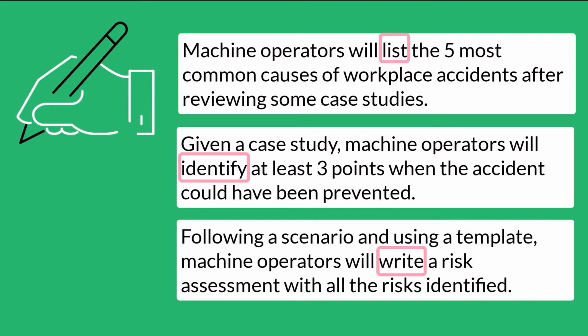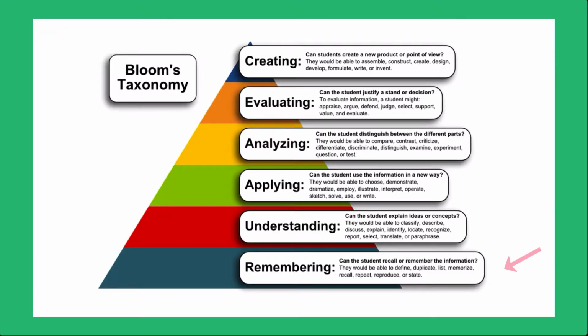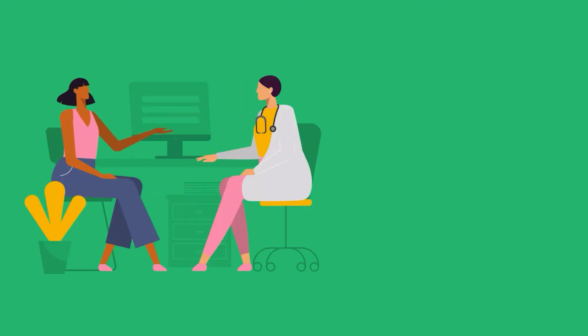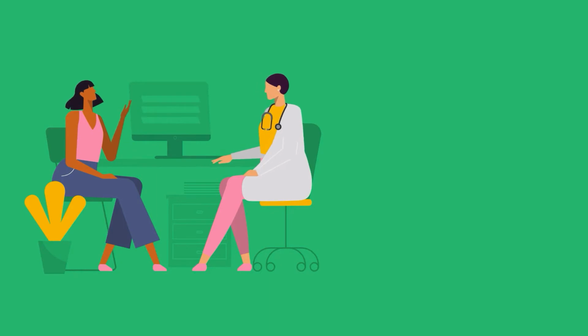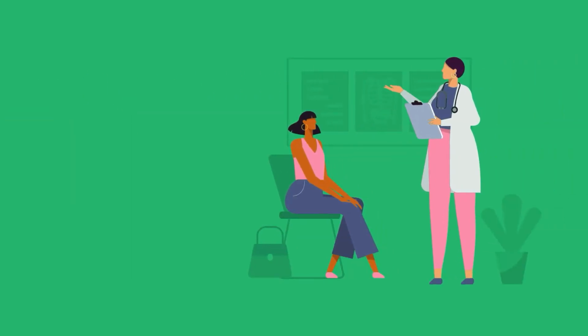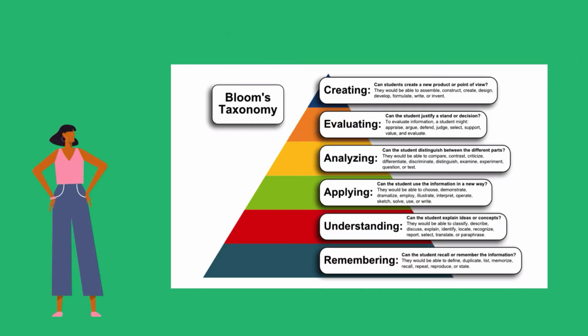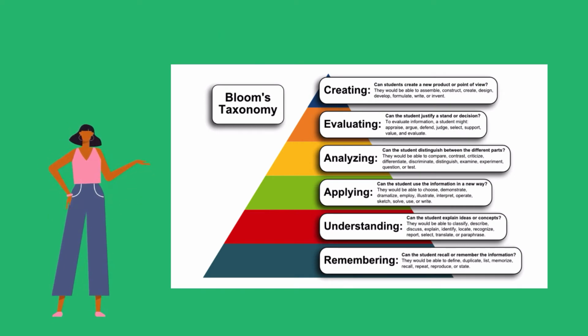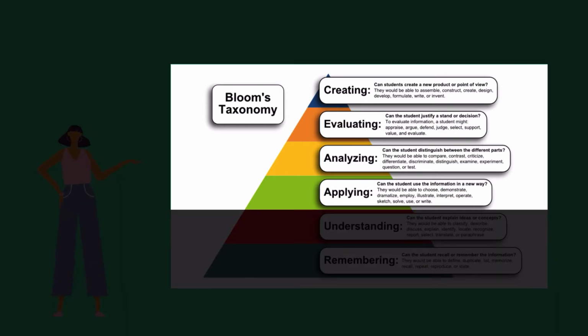In our example learning objectives, we used verbs such as list, identify, and write. List is from the remember domain, while identify and write are higher levels. Simply listing causes of accidents and therefore only remembering will not lead to behavioral change. Most smokers, for example, are able to recall or even list the health risks associated with cigarettes, but they still smoke.